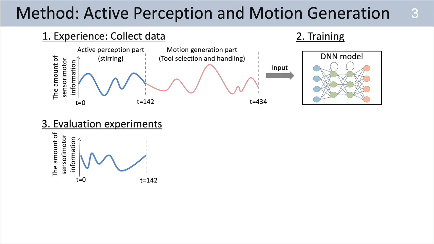At first, we remotely control the robot to collect training data. In the active perception part, the robot steers the ingredient. In the motion generation part, the robot selects a tool and serves the ingredient.